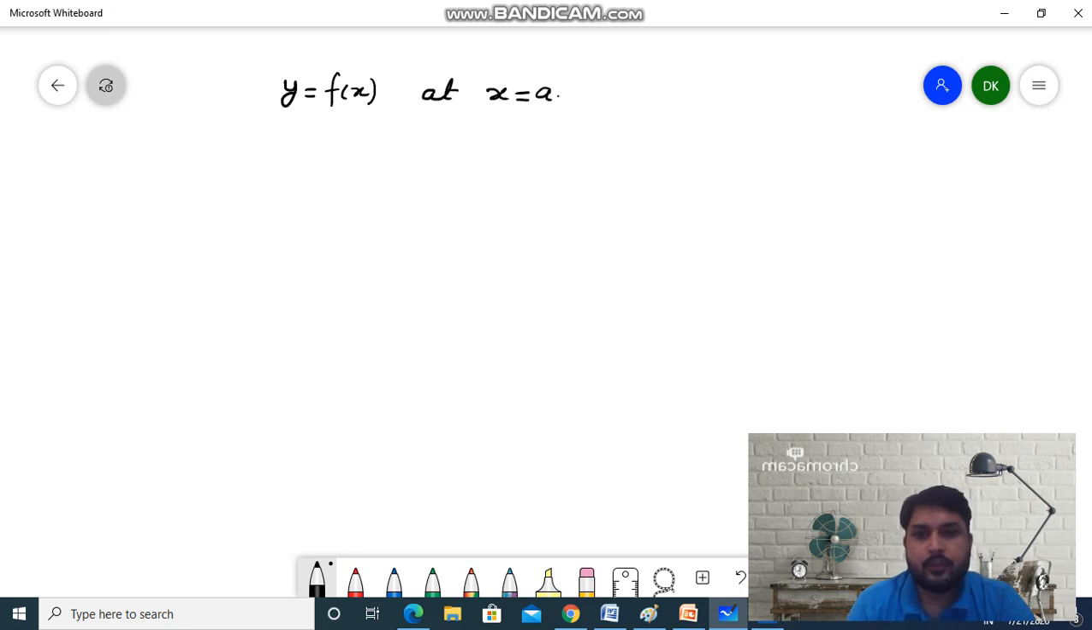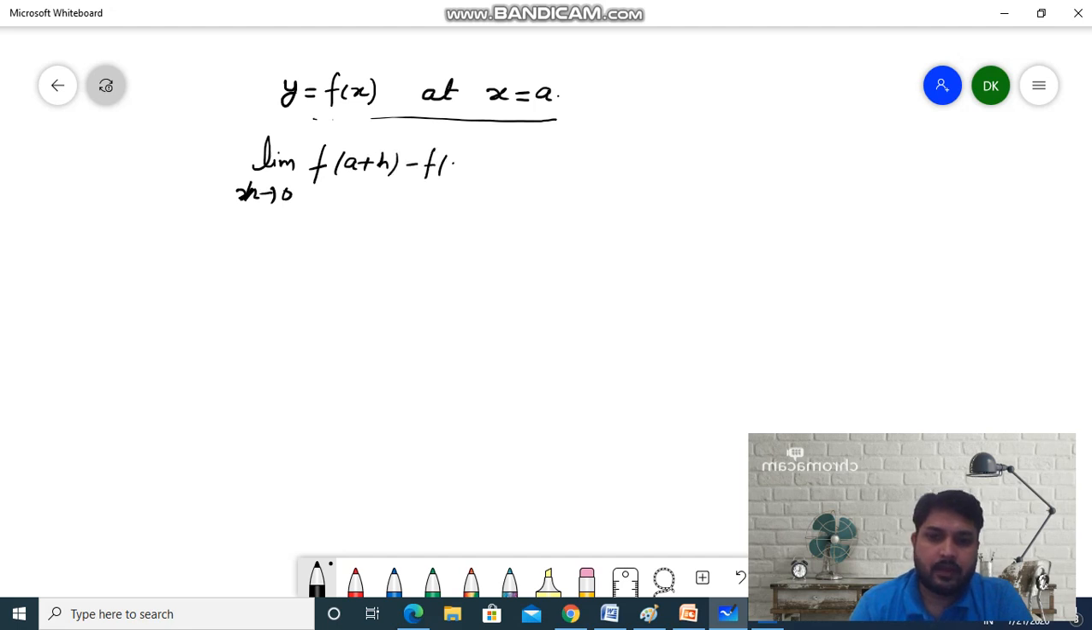So we say the function y is equal to f(x) is differentiable at the point x is equal to a if the limit as h tends to 0 of f(a plus h) minus f(a) upon h exists and is equal to f dash a.